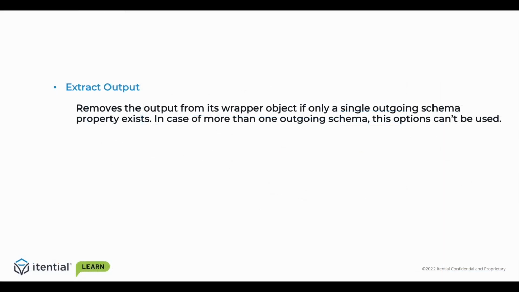Finally, we will talk about the Extract Output option. It removes the output from its wrapper object if only a single outgoing schema property exists. In case of more than one outgoing schema property, this option cannot be used.